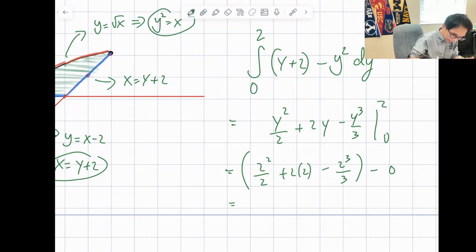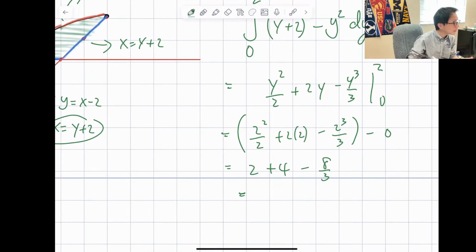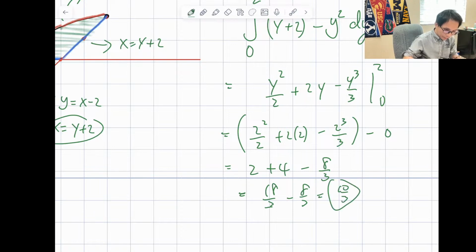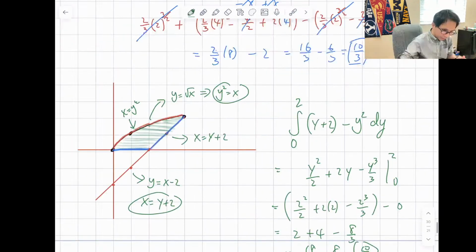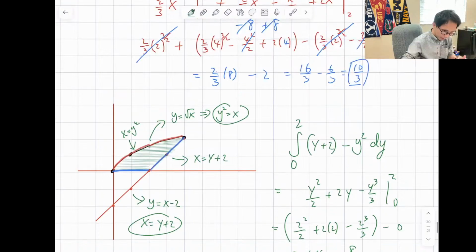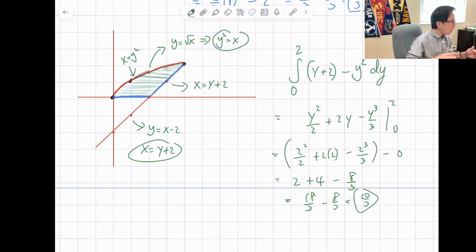This one is equal to what? 2 plus 4 minus 8 over 3, right? So 3 times 6 is what? 18 over 3 minus 8 over 3 is equal to 10 over 3. Which calculation would you rather do, this one or this one? Do you see why, if you look at math from a different perspective, it offers you different things?